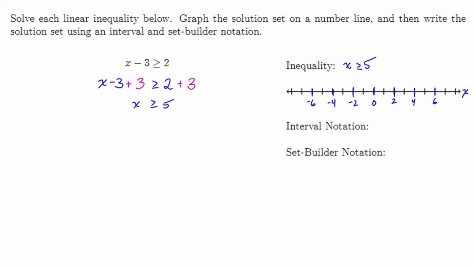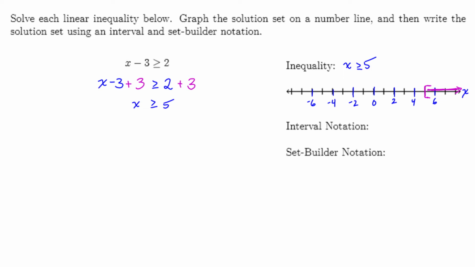Now I'm ready to graph this, so I'm going to identify where 5 is, and that's between 4 and 6, so I'll mark it right here. It's greater than or equal to, so I'm going to use a square bracket and go to the right for that. Greater than or equal to. The or equal to is what makes me use the square bracket. The greater than part is what makes me choose to go to the right.